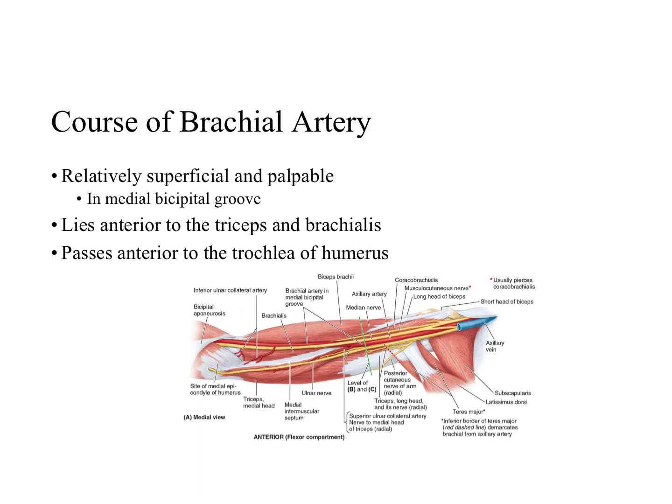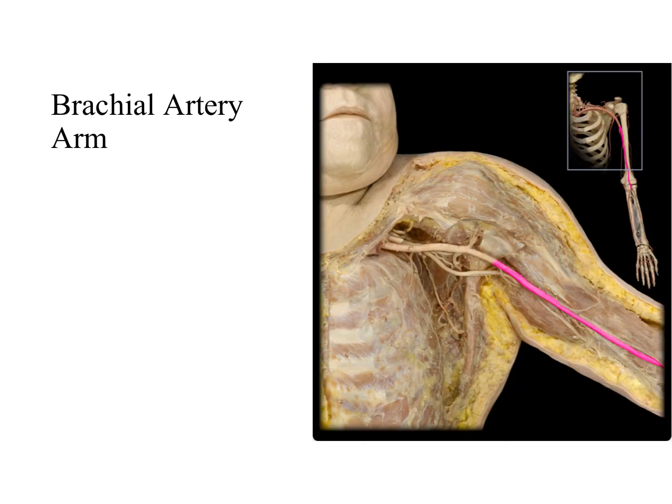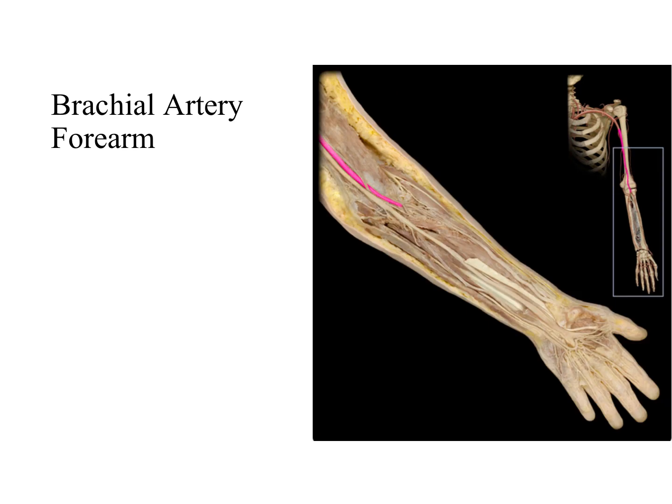At first, it lies just medial to the humerus, where you can feel its pulsations in the medial bicipital groove. And then it passes anterior to the trochlea of the humerus into the cubital fossa. This is showing a picture of the brachial artery in the arm. This picture shows the brachial artery in the cubital fossa before it divides into the radial and ulnar arteries.